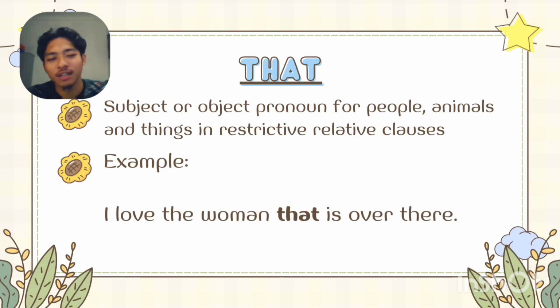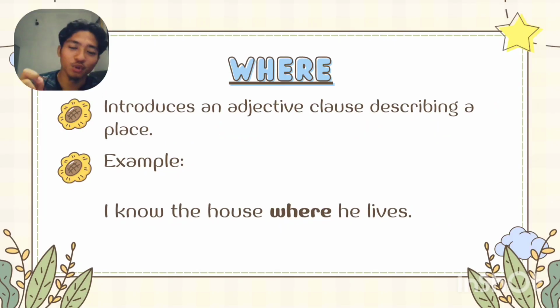That can be used as a subject or object pronoun for people and things, in restrictive relative clauses. For example, I love the woman that is over there. Now to the relative adverbs. The first one is where.